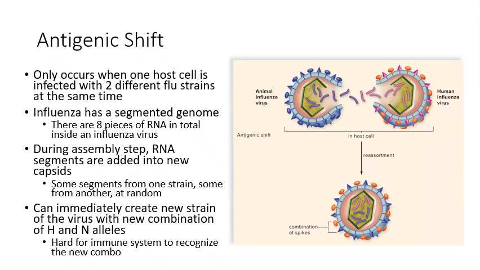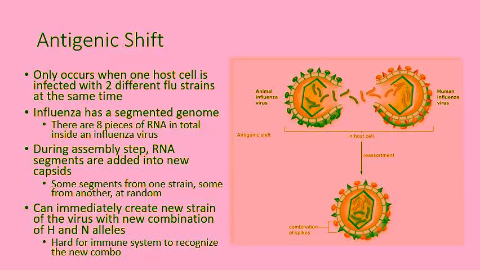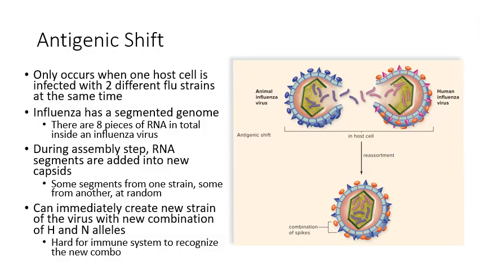Then antigenic shift. This is more of a rare phenomenon, but it can immediately create a brand new strain of the flu that has a new combination of H and N proteins. In order for antigenic shift to happen, you have to have one host cell infected with 2 different strains of the flu at the same time. So it's not good enough for the same animal to be infected with 2 strains at the same time. It needs to be literally the same host cell within that animal, infected at the same time with 2 different strains of the flu.